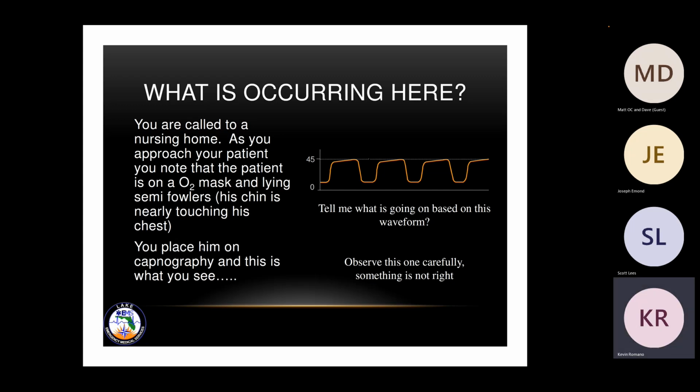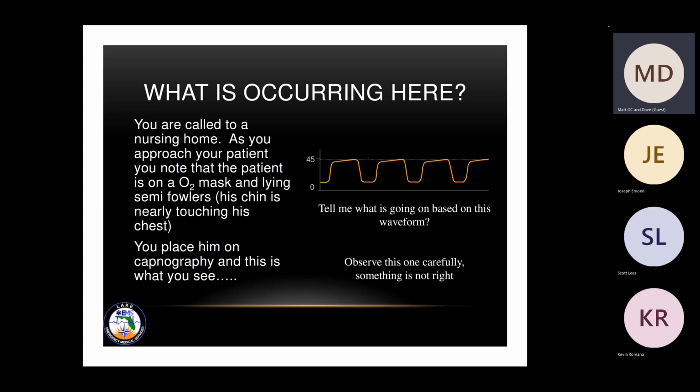Right. What is occurring here? You're called to a nursing home. As you approach your patient, you note the patient is on O2, an O2 mask, and lying semi-Fowler. His chin is nearly touching his chest. You place him on capnography, and this is what you see. So what do you see in the picture? What's his baseline? It's hyperventilating. Probably the chin is blocking his airway.